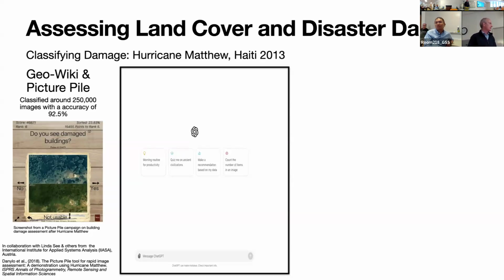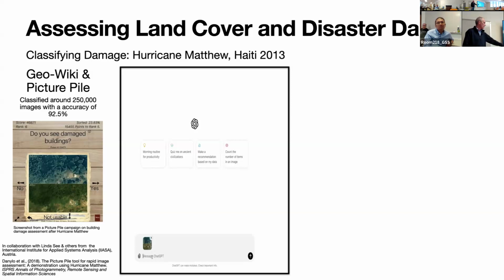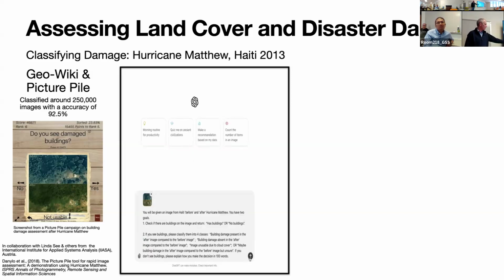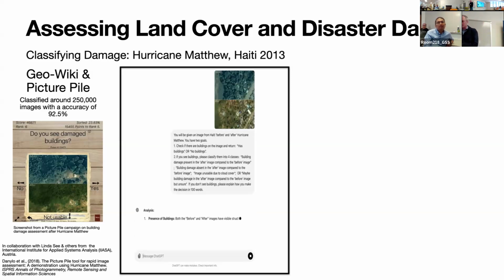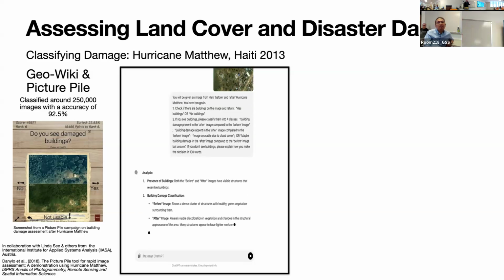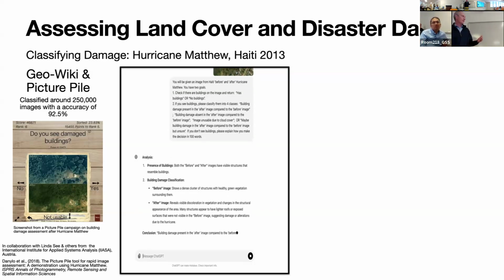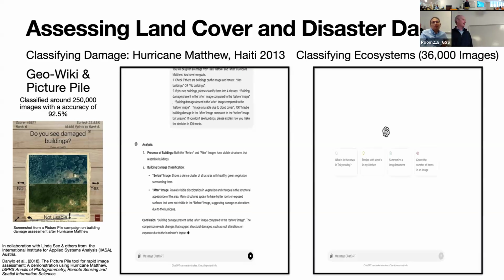So again, working with Linda C, she's been doing a lot of damage assessments. She would ask the crowd, this is before and after a hurricane, is there any damage in the buildings? The crowd would say yes, no. We can ask ChatGPT the same question. Here's an image. Ask the same questions that we would ask the people and get an answer. Again, we can see how good it is at image interpretation types of tasks.